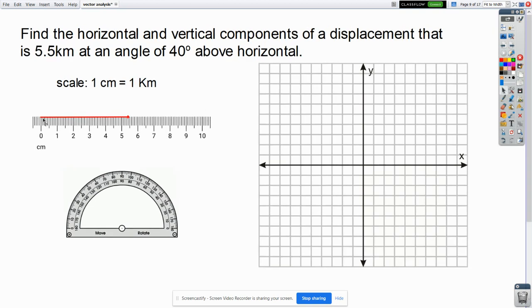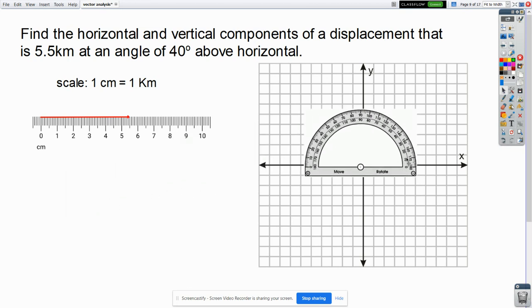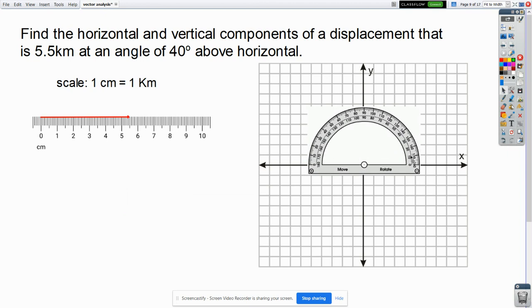Now I've got to put that 5.5 centimeter line at a 40 degree angle. So let me get my protractor set up. I'll line it up as best as possible. Since I can't see through this protractor, I'm just trying to line the zeros up with my x. I'm trying to line that 90 up with my y to make sure that it's as good as I can get. Now I'm going to have to rotate this until I'm at 40 degrees. Wow, how lucky does that get? So that's what my vector looks like.